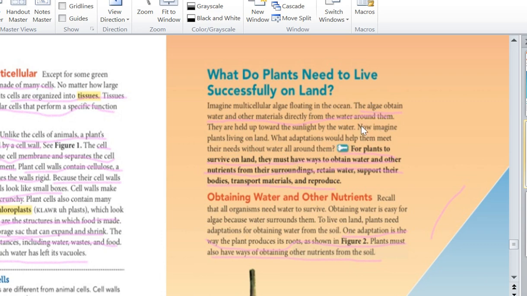They don't need a transportation system to transfer water upward. For plants to survive on land, they must have ways to obtain water and nutrients from the surroundings, and to support their bodies, to transport materials, and to reproduce. One adaptation to obtain water and nutrients is having roots.